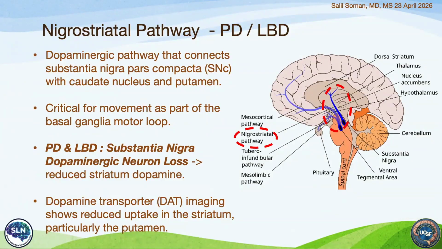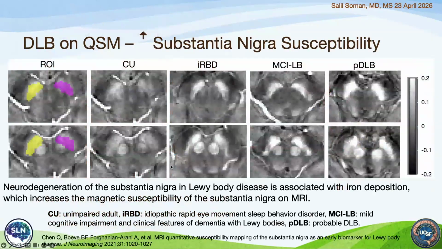And then for Parkinson's disease and Lewy body dementia, you're looking at the effects on the nigrostriatal pathway. Right, and so with Parkinson's and Lewy body dementia, substantia nigra dopaminergic neuron loss is going to reduce your striatum dopamine, and certainly DAT scans will be correlated with that, right? But for susceptibility, what people have also found, in this paper for diffuse Lewy body dementia, is that you're going to have more iron deposition, and therefore your QSM values will be higher. So there are ways people have quantitatively looked at these things.